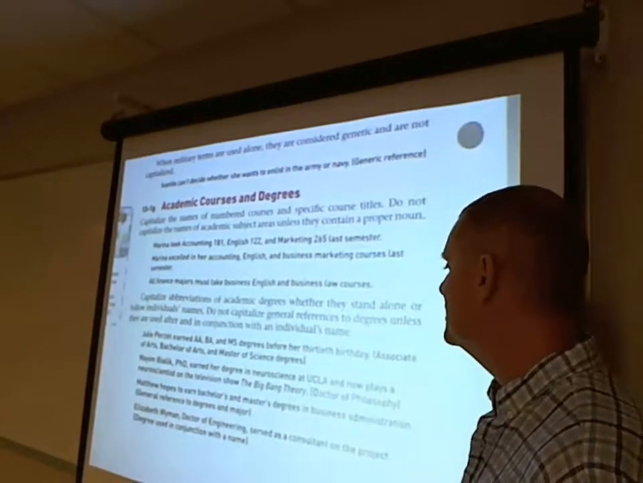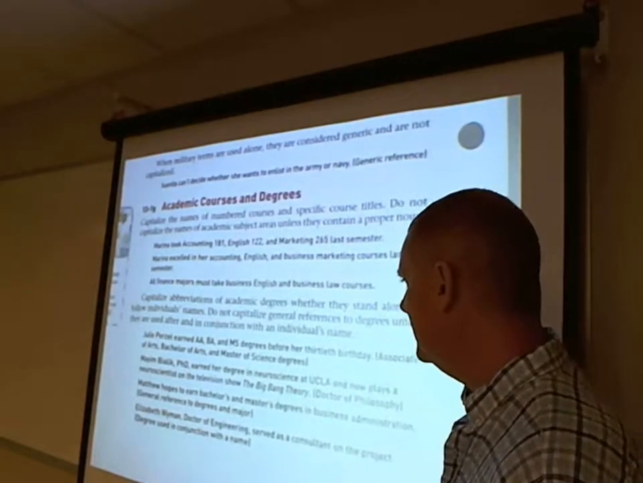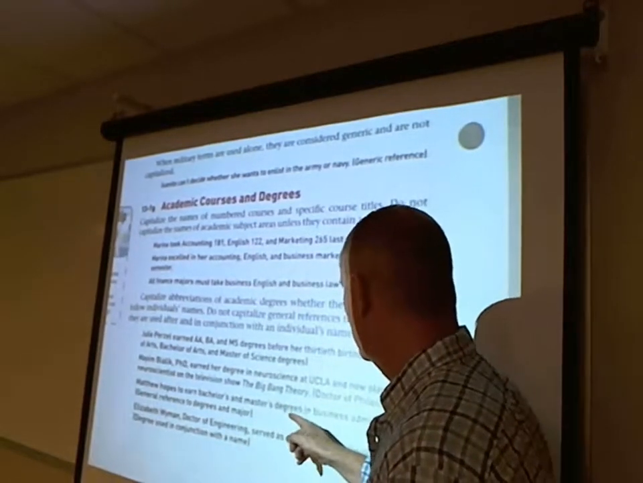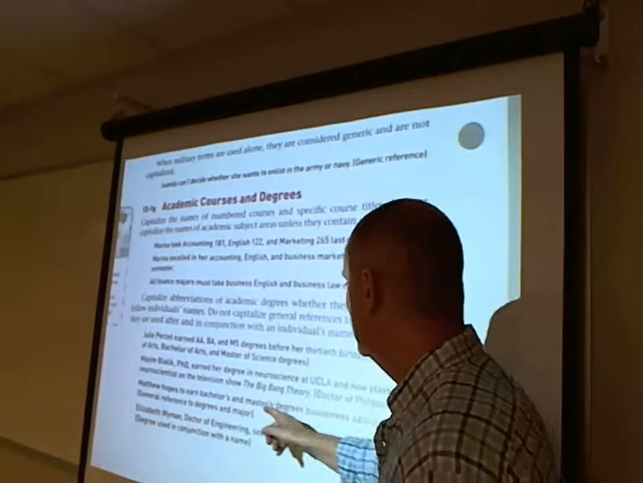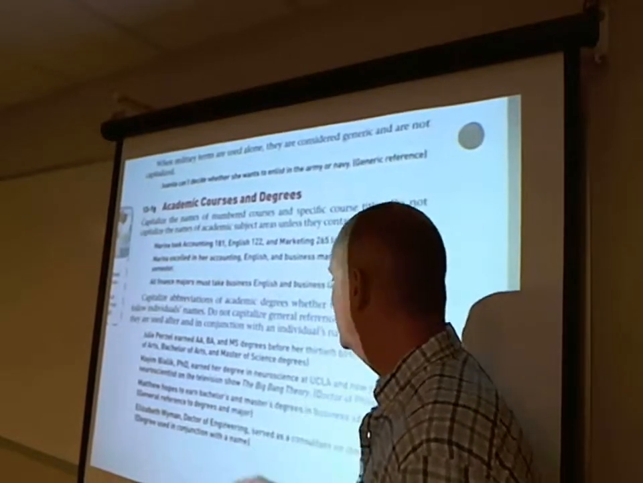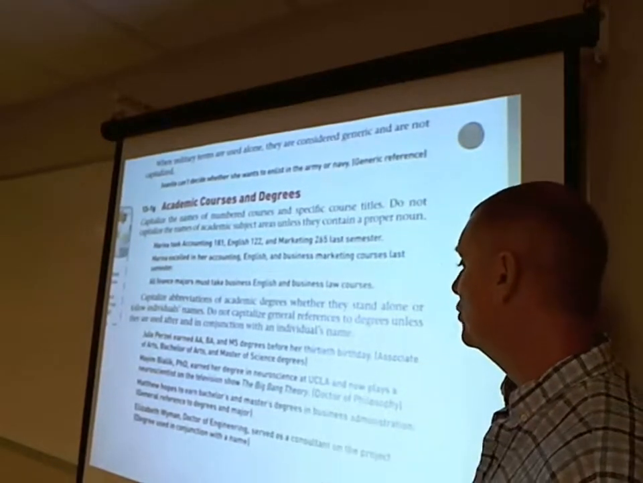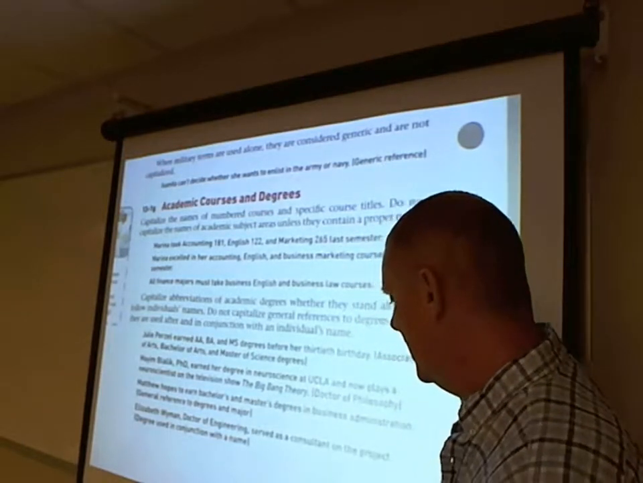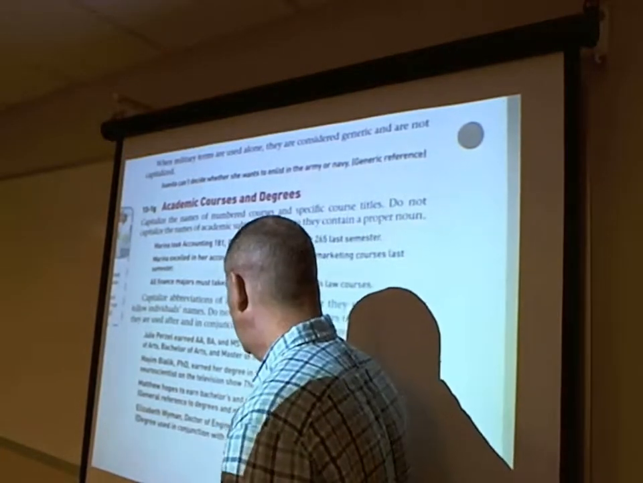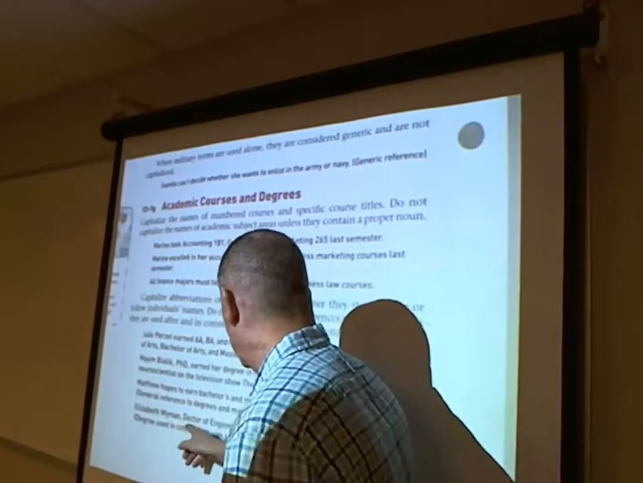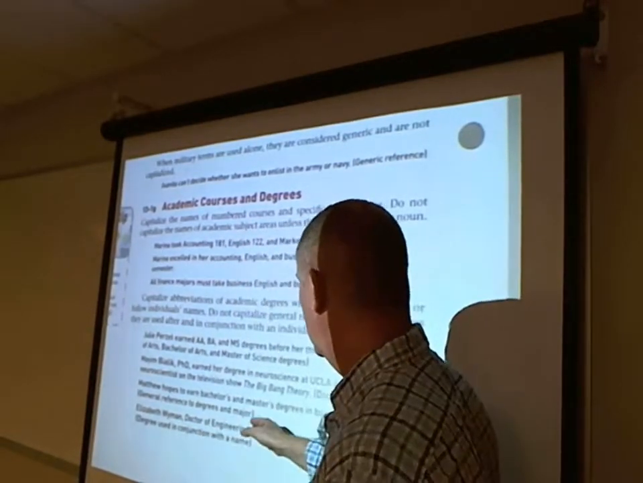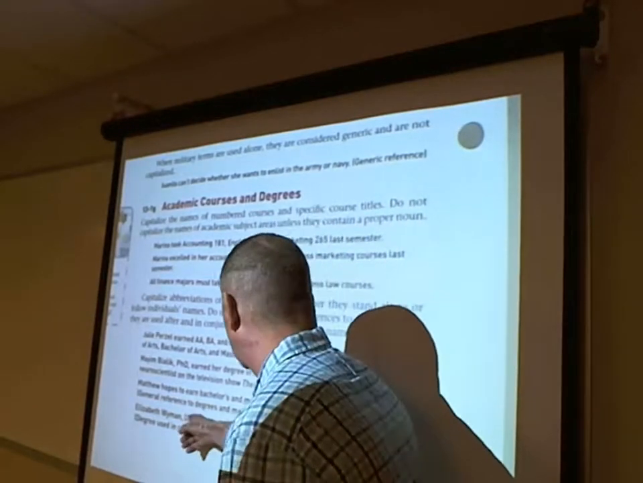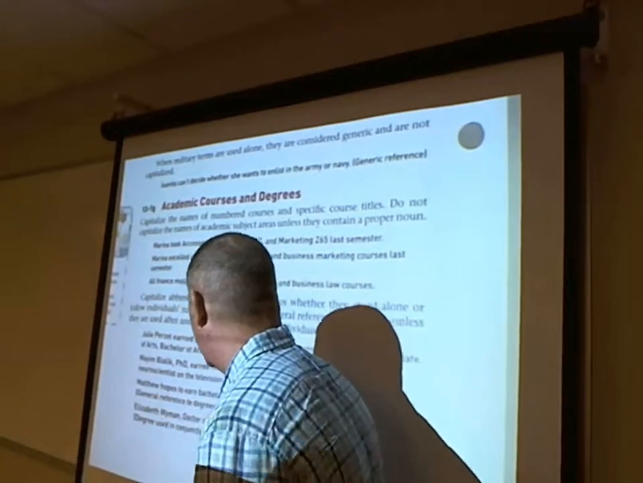Matthew hopes to earn a bachelor's and master's degree in business administration. Bachelor's and master's is showing possession of the word degree, so it has an apostrophe in it, but it's lowercase. Here we have Elizabeth Wyman, comma, Doctor of Engineering, comma, served as consultant on the project. Here the degree is being used as a title to identify who Elizabeth Wyman is.